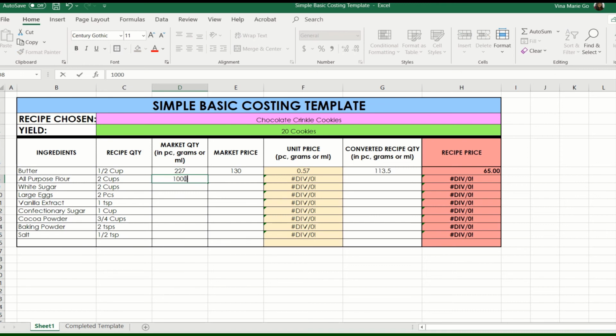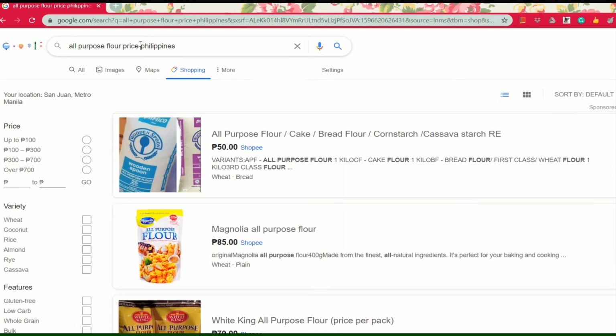If it's 1 kilo, please don't put 1 kilo. It has to be grams. So you convert 1 kilo to grams. That's 1,000 grams. And then we just input everything in it.